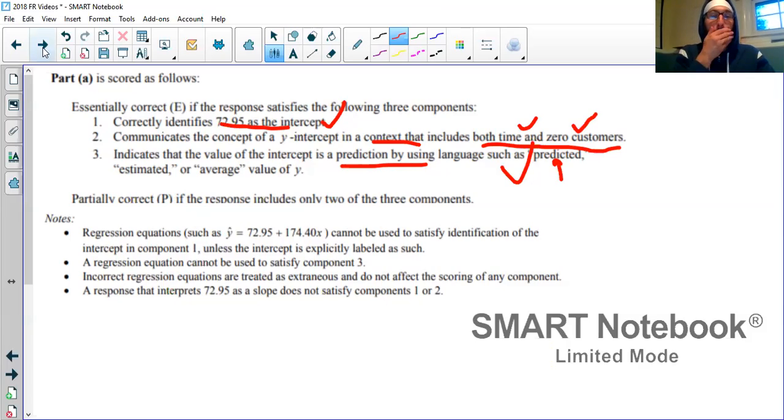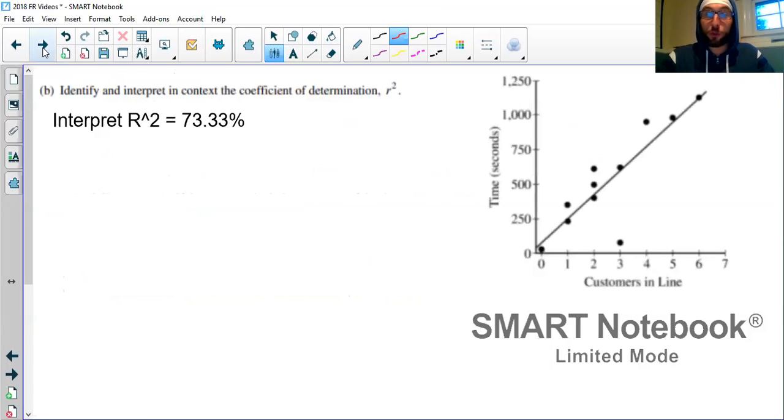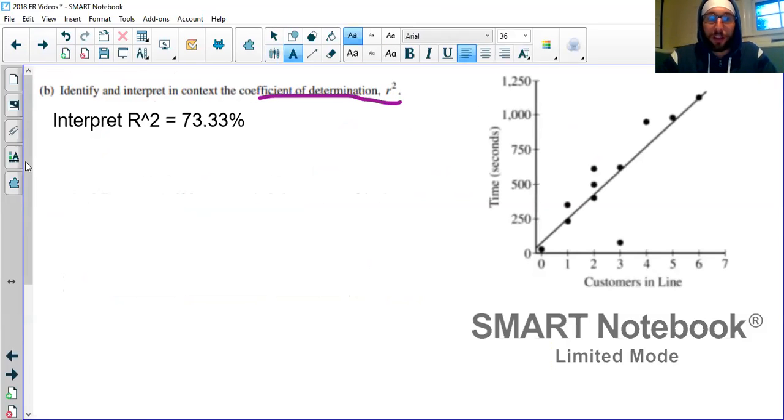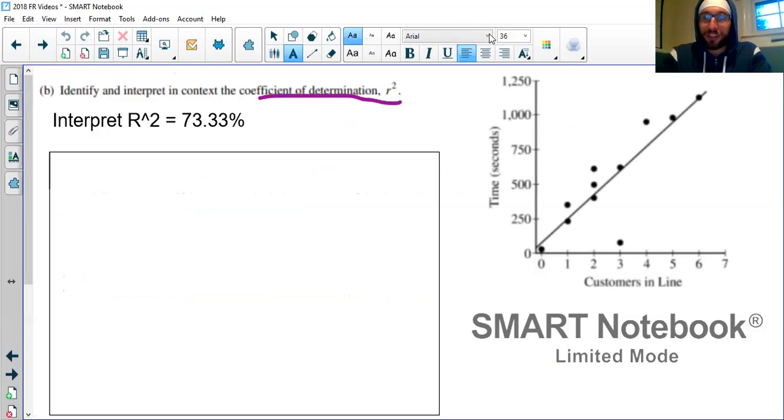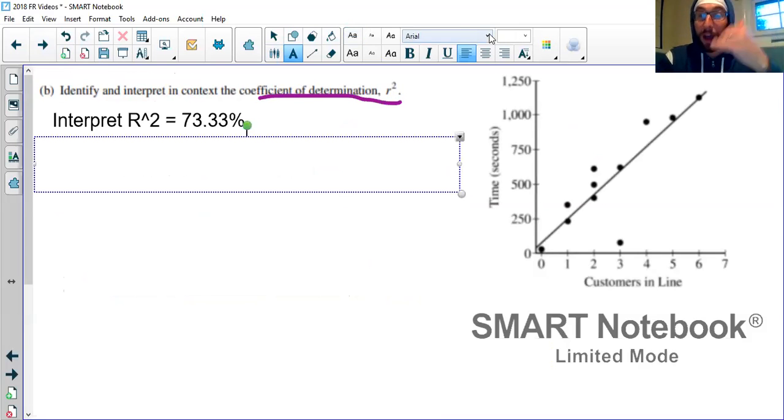Moving on to B. So now they asked us to interpret R squared. So the coefficient of determination, that's R squared. R squared, I can't really logically arrive at that the way I did with the Y-intercept. So R squared is giving us the percent of variation in the Y variable that can be explained by changes in the X variable. It's the percent of the changes in the time to complete your checkout that can be explained by the number of customers in front of you in line.